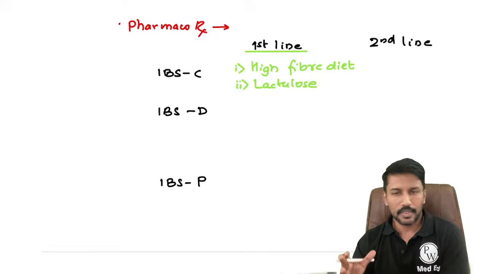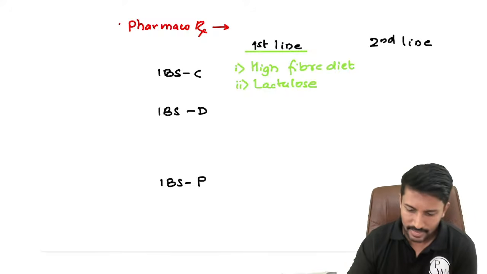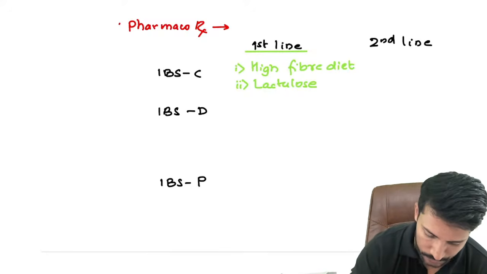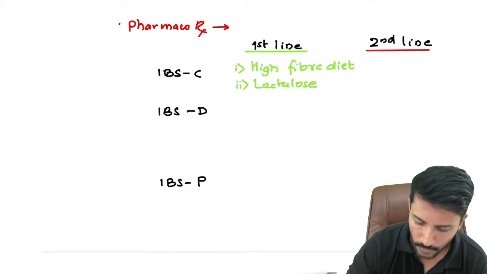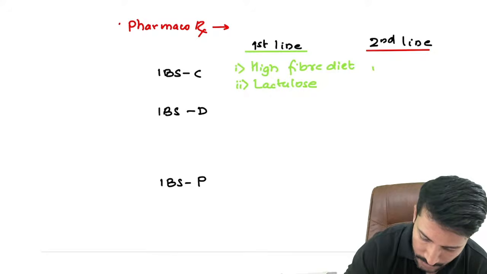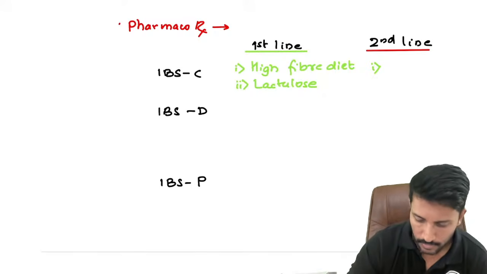Okay. And if it is not responding to a high fiber diet and lactulose, as a second line agent, what can I use? One thing we can consider giving them is prokinetics.